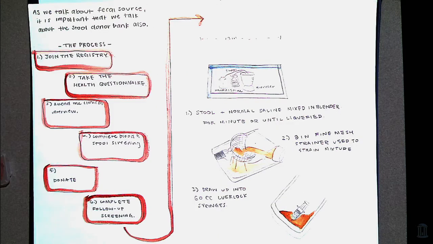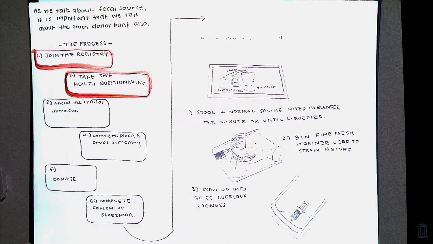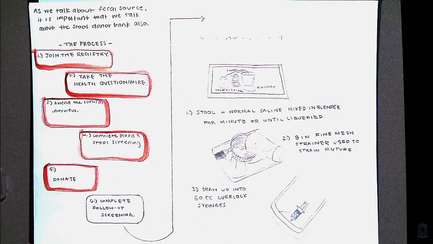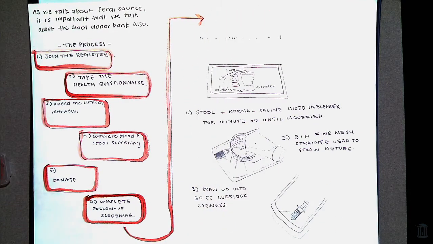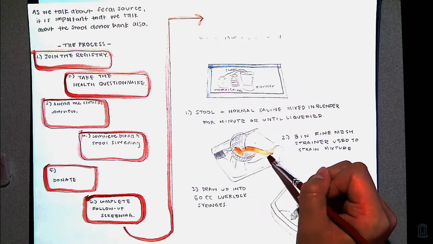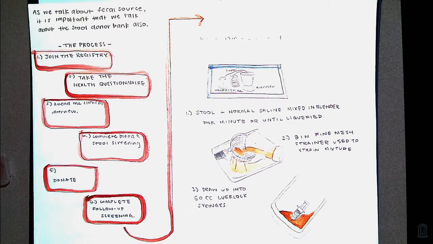As we talk about fecal source, it is important that we talk about the stool donor bank also. According to openbiome.org, the process of a donor is to join the registry, take the health questionnaire, attend the clinical interview, complete blood and stool screening, and then donate. Then there is a complete follow-up screening so that they know if they will be able to use the stool. How do they know? They test the stool and blood to make sure the donor does not have any other infectious pathogens or risk factors.